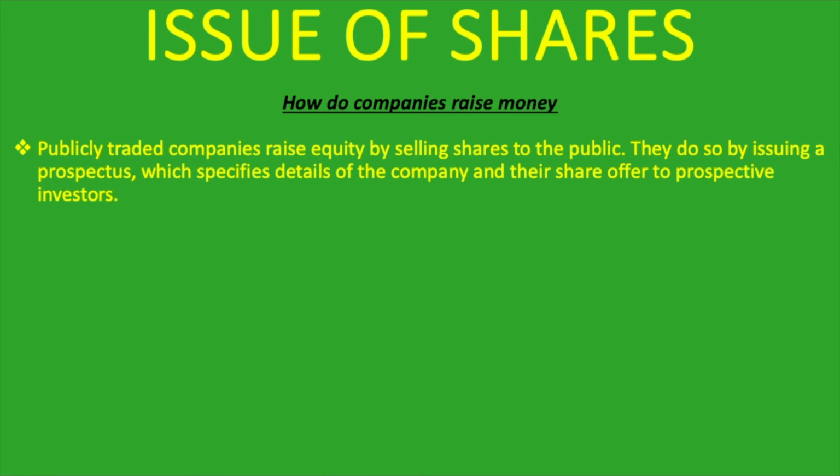So what do we mean here? Well, if a company is publicly traded in South Africa, they trade on the JSE or the Johannesburg Stock Exchange, and that would allow them to raise equity by issuing shares to the general public. Now, they do so by issuing a prospectus, and this basically tries to win investors over, to show them what are the details of the company and the shares that they are offering, so that the investors can be interested in buying the shares in this company.